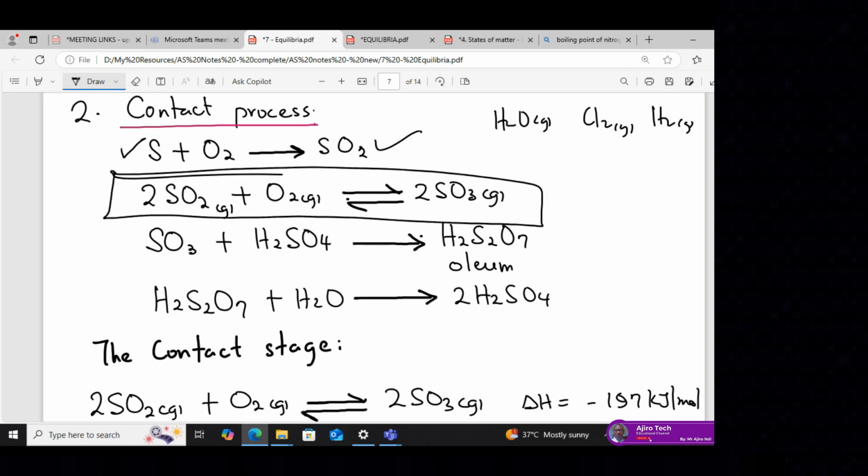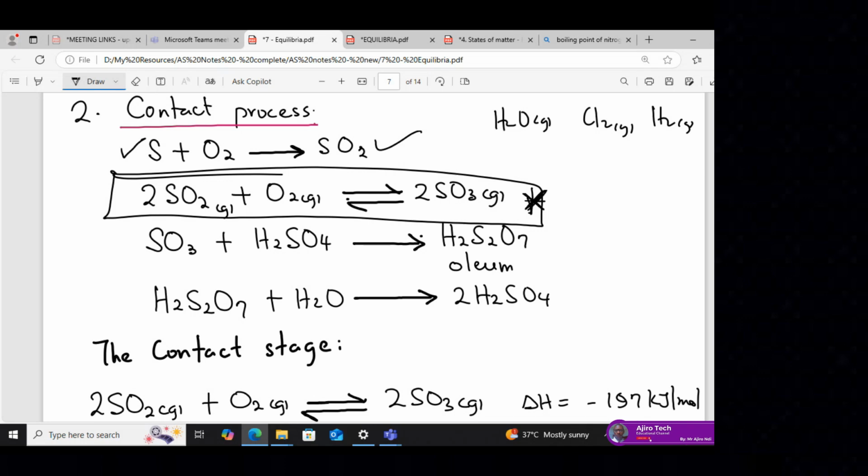Before that, this is in GCSE. You burn sulfur in here to get SO2. SO2 is now burnt in here to get SO3. This is the contact stage, this stage. Then SO3 is not dissolved directly in water. The reaction is too exothermic. Sometimes it goes out of control. We dissolve SO3 in concentrated sulfuric acid to form oleum. Oleum is now diluted with an appropriate volume of water to form concentrated sulfuric acid.